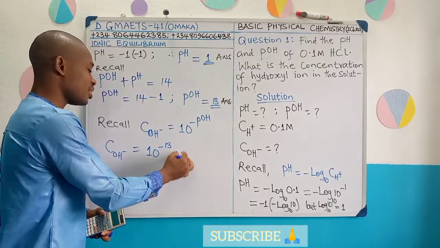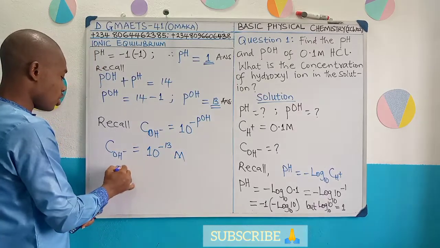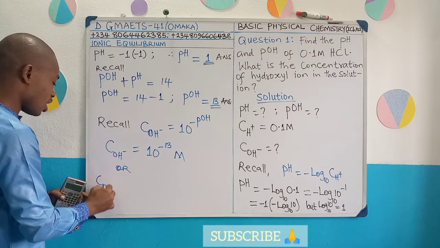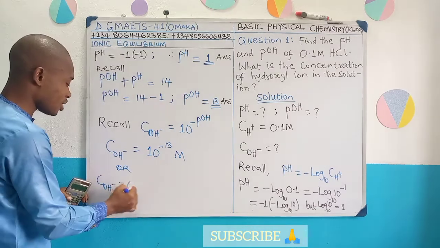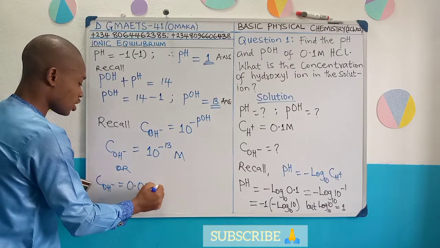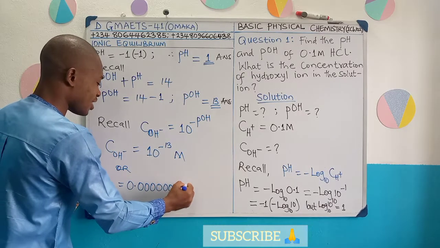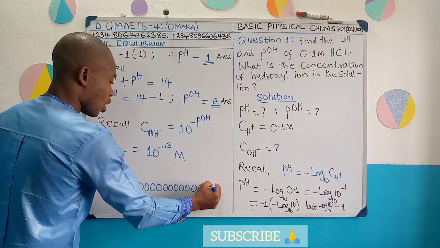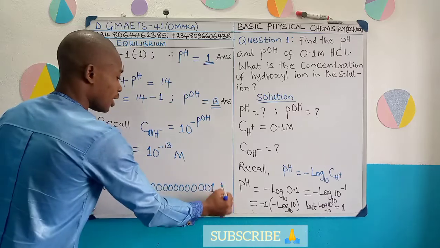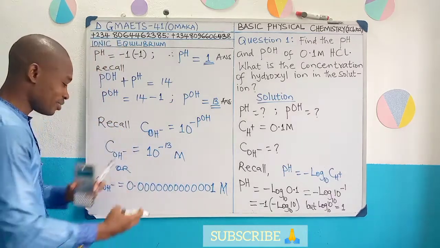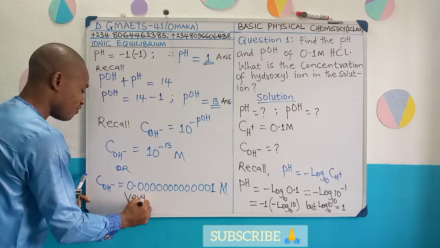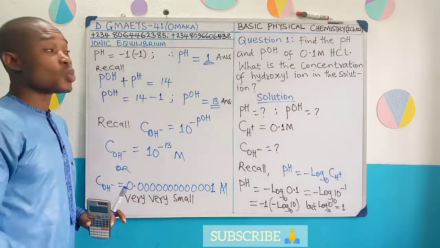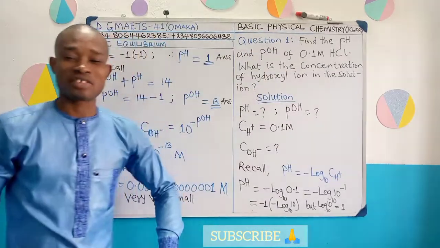You could see that. Like I said, in fact, let me write it. We could say that concentration of the hydroxyl ion is equal to 0.1, 2, 3, 4, 5, 6, 7, 8, 9, 10, 11, 12. I've gotten 13 zeros. So 1 molar. Very small. Let me indicate very, very small. Which is why this is taken as an acid.